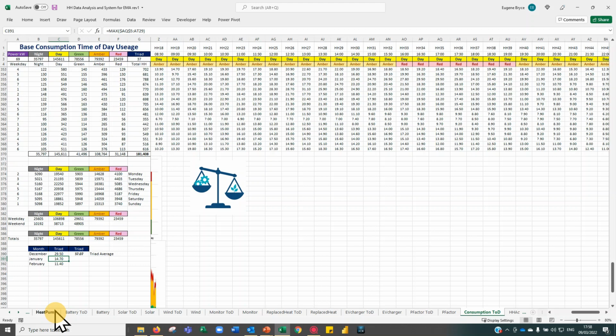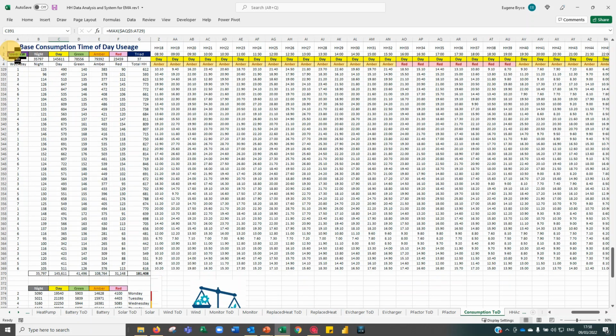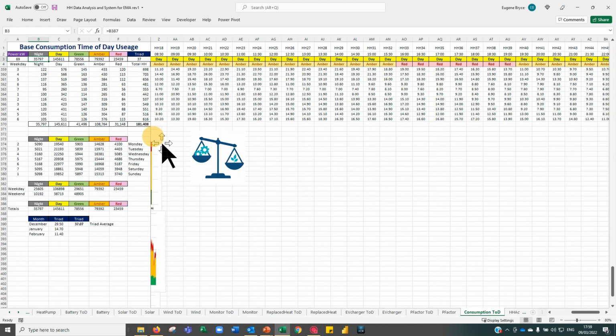Although that's not quite true. The maximum at the end of December and the maximum could be early January, but it's just to get an indicative value for the triad that can be applied. And of course you can use your fiddle factor, or once you have real information you can apply that. So that gives us all this information along the top. So we have our maximum kilowatt, 69, and we have our total night, day and triad values.